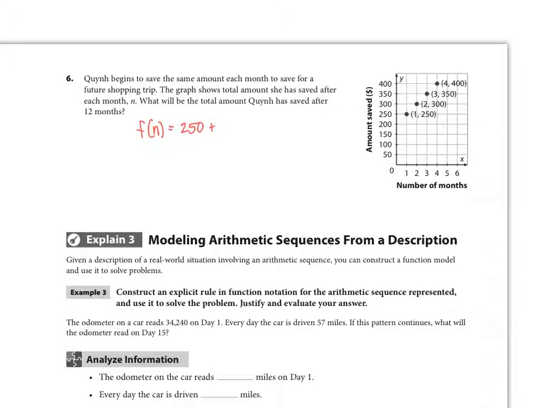I got f of n equals my first term plus our common difference, 50, times n minus 1. And then we want to figure out the total amount that Quinn has saved after 12 months. So after 12 months, we've got 250 plus 50 times 11. Let's go ahead and work this out. It's going to come out to 250 plus 550, and that is exactly $800.